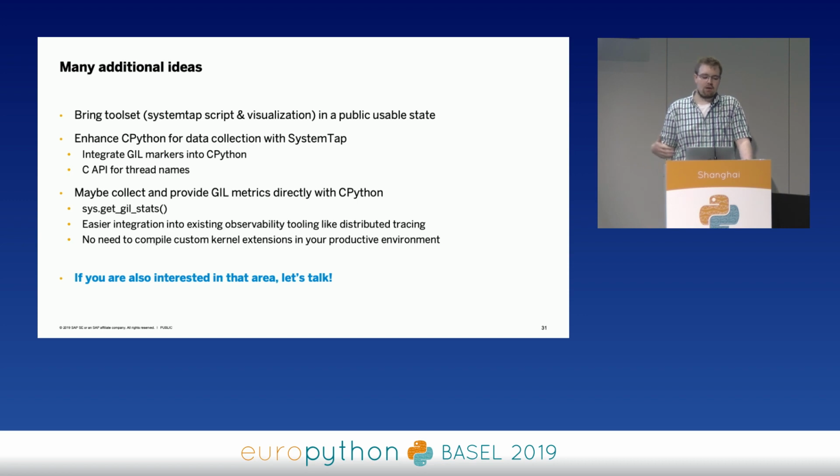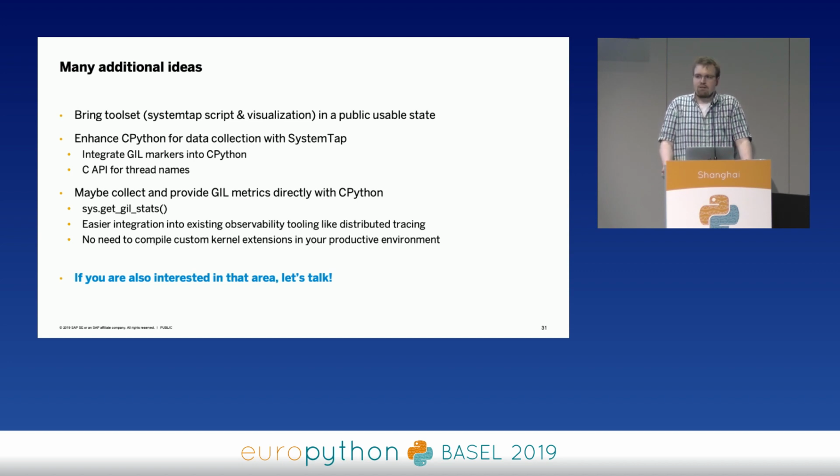For example, a C API for thread names would be super helpful. Every time I read a SystemTap report, I had to map the thread identifier to a human-understandable name. Otherwise, you have no chance with 31 threads.